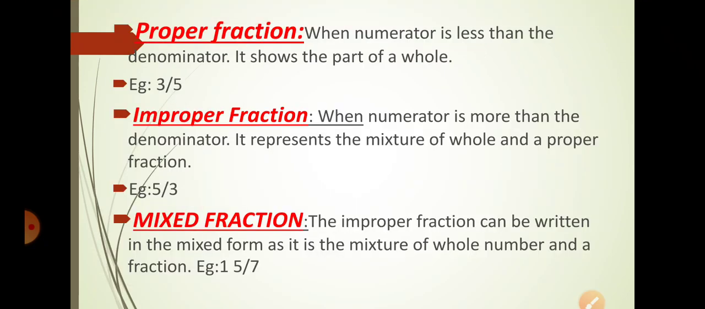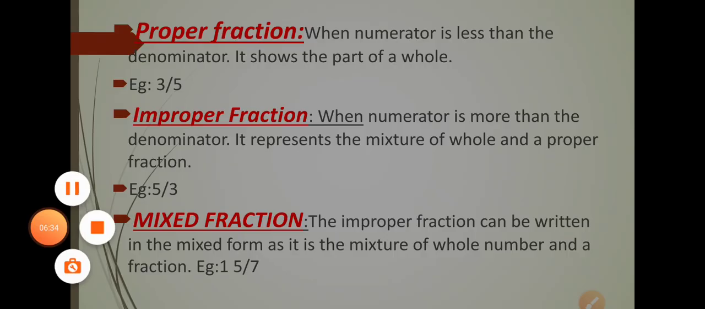Here I have written some definitions. A proper fraction is a fraction when the numerator is less than the denominator; that is known as a proper fraction. Example is given. An improper fraction is when the numerator is more than the denominator. It represents the mixture of a whole and a proper fraction. That means you have a complete value and a proper fraction. Next is a mixed fraction. It is a type of improper fraction and we can write it in mixed form. Here I have given example 1 and 5 by 7. This is your mixed fraction value.